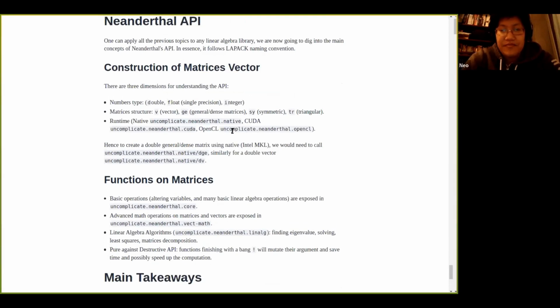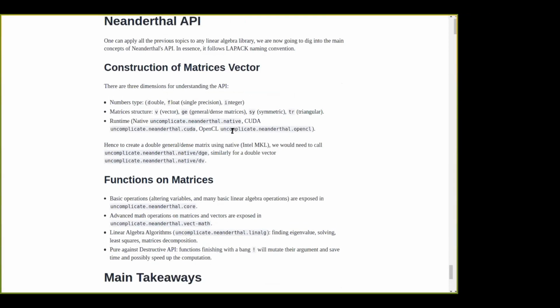These two? Here, construction of matrices, vectors, functions on matrix. Could you just give us which one needs to be used in order to do parallel computation? Would it be Neanderthal native? So CUDA and OpenCL? Does Neanderthal native do parallelism? I mean, yes.